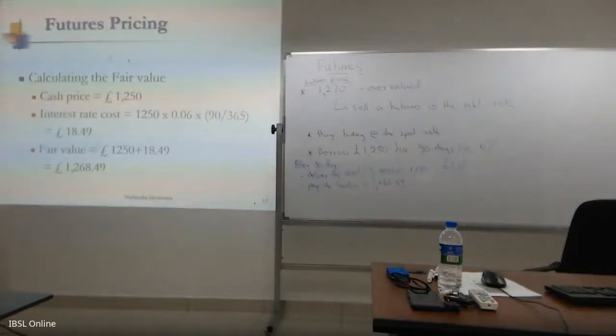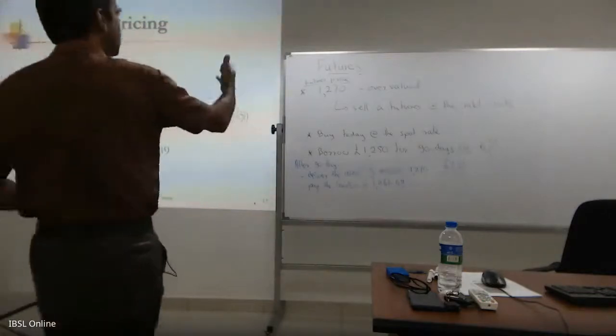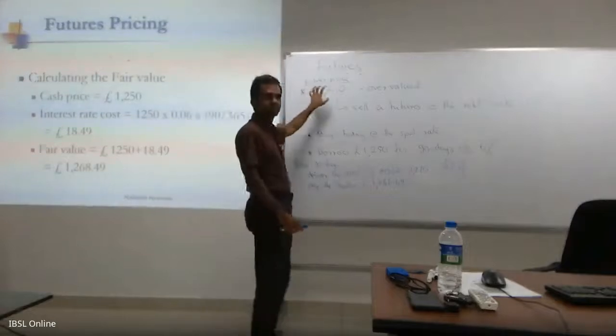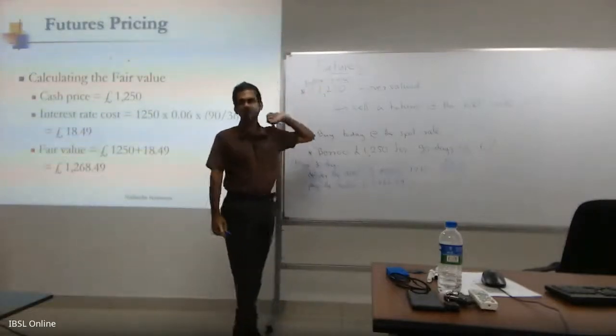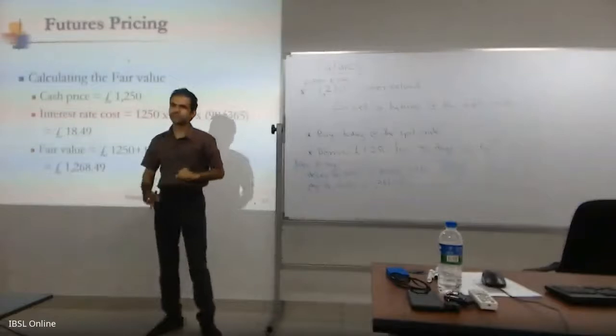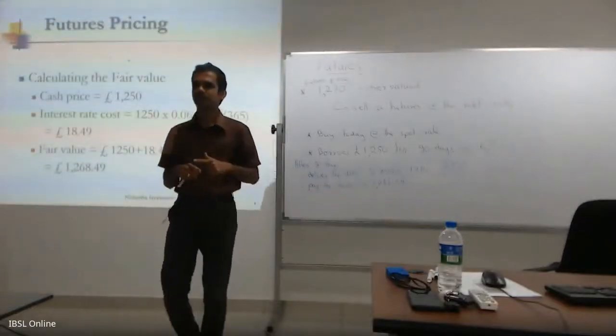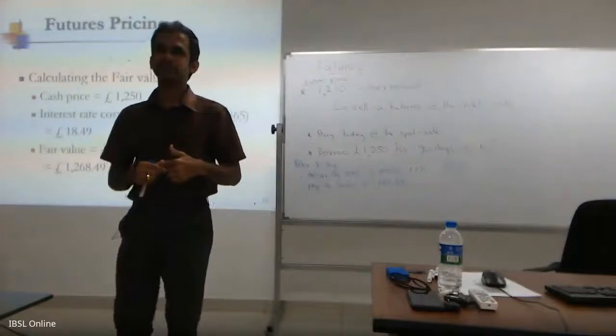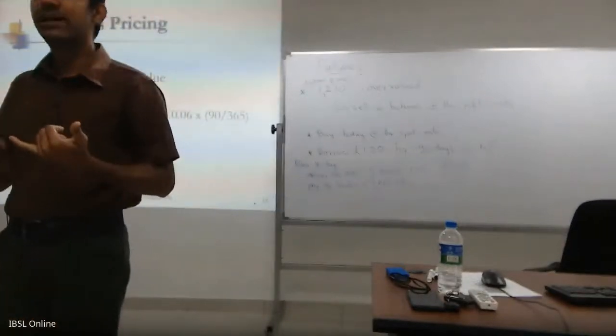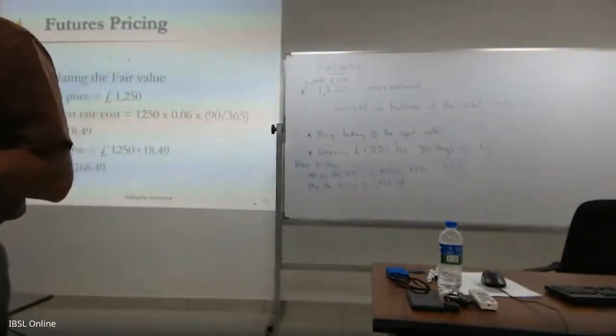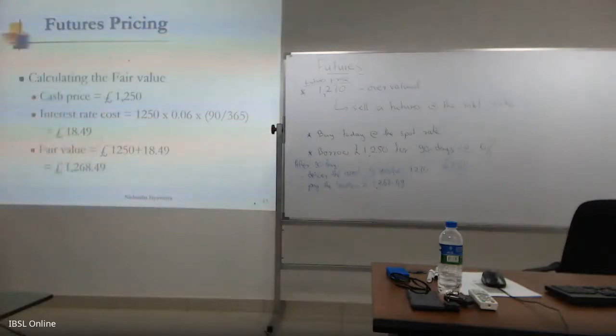So therefore, the market cannot behave like this. If the futures price deviates from the theoretical price, there will be arbitrage opportunities. Then what would happen? People will start to buy the asset, then what would happen? Price will go up. Meantime, they will start to sell futures. Then what would happen? Futures price comes down.